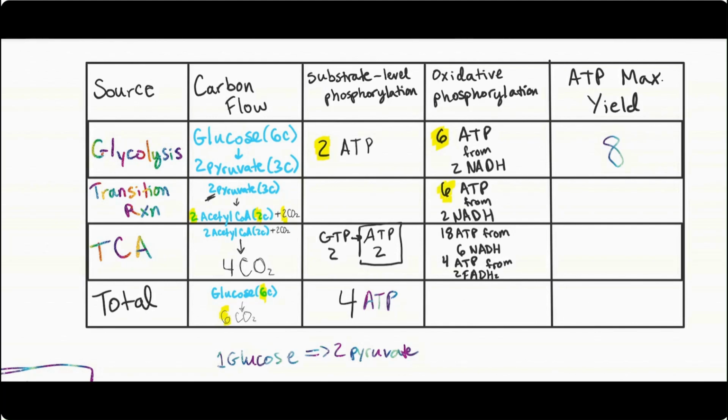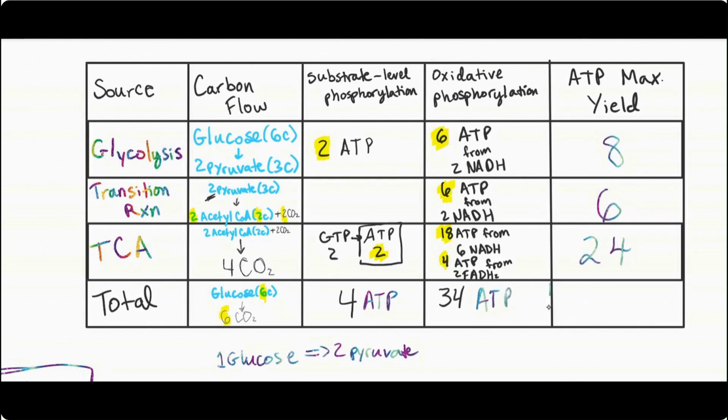And then for the transition reaction, we get 6 ATP total. From the TCA cycle, we get 2 plus 18 plus 4, which totals to 24. And so adding all of these together, if you want to go down the line first for our oxidative phosphorylation, sorry, I forgot to add all those up for you first. Oxidative phosphorylation altogether, we have 6 plus 18 plus 4. That would be 34 ATP just from oxidative phosphorylation.